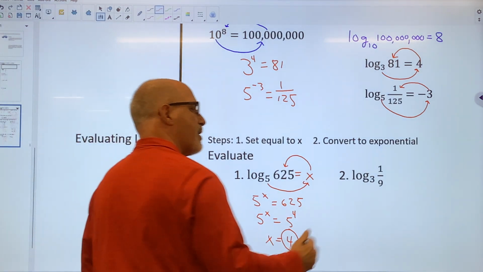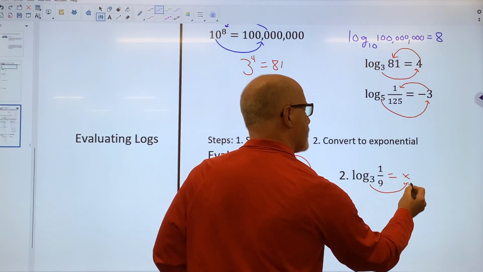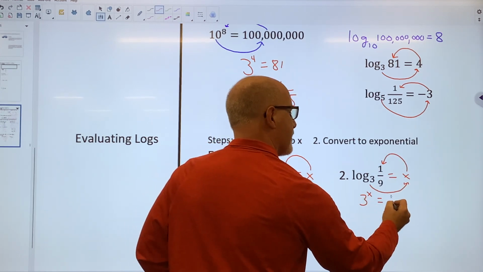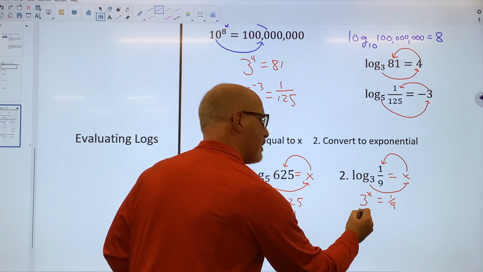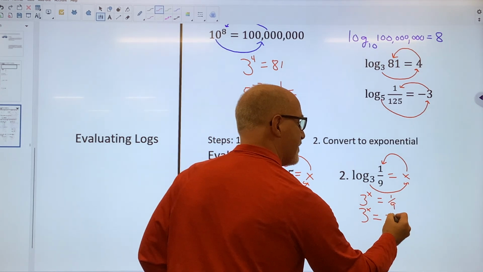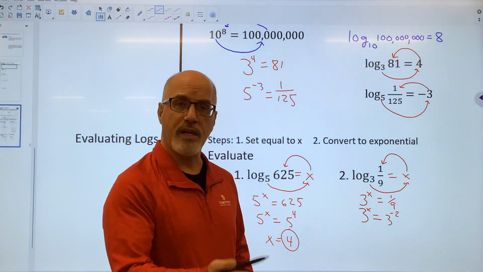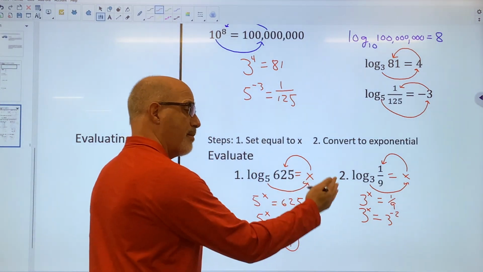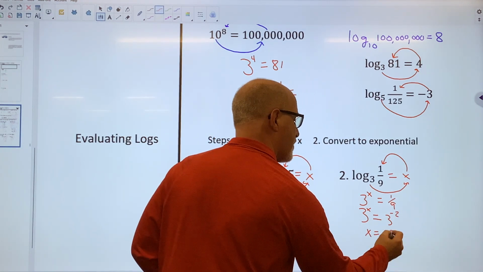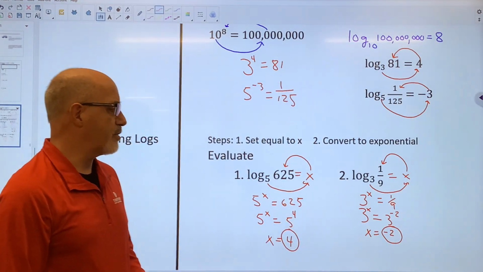Similarly for this one, we set it equal to x. We set it up with our circle tour. 3 to the x equals 1/9. And then we set up the other side by saying this is going to be 3 to the -2 power. 9 is equal to 3 squared. If I bring it up to the top of the problem, it becomes -2. So x equals -2 is my answer for that, and I get -2 for the solution.